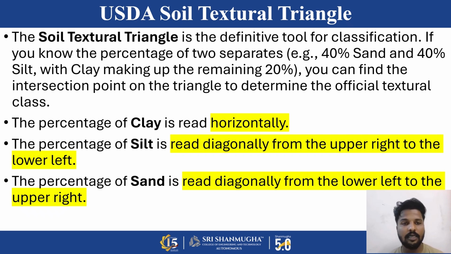Okay, here I have given the steps, I mean instructions, on how to read the textural triangle to find out a particular texture of the soil. The percentage of clay is read horizontally in the triangle. The triangle is given in the next slide. And next, the percentage of silt is read diagonally from upper right to the lower left, and the percentage of sand is read diagonally from the lower left to the upper right. So we can see the triangle in the next slides.